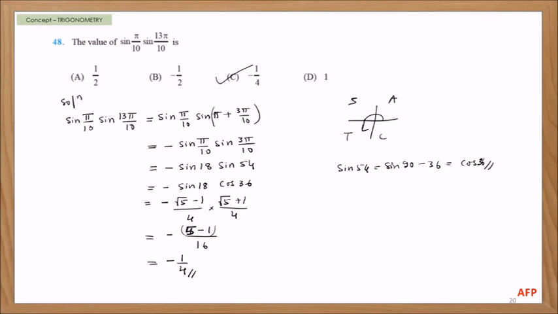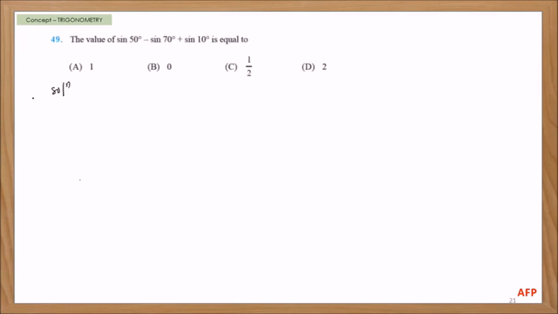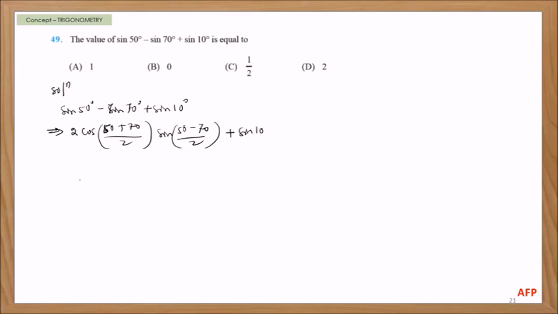Okay, next. Solution: sine 50 degrees minus sine 70 degrees plus sine 10 degrees. Very simple and simplified problem. 2 times cos of 50 plus 70 divided by 2, using cos A minus cos B, and sine of 10 degrees as it is.